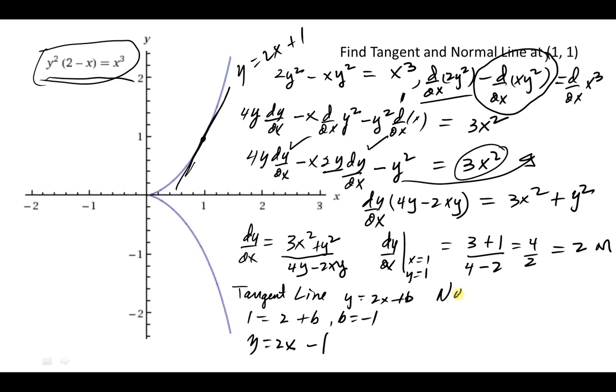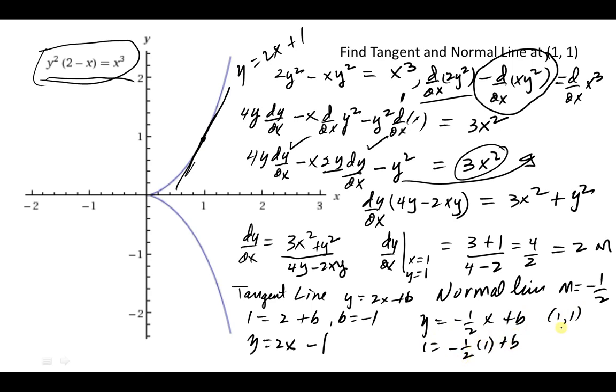And the normal line slope is minus 1/2, the negative reciprocal of the slope of the tangent line. So the normal line is y equals minus 1/2 x plus b. Plugging in 1, 1, we get 1 equals minus 1/2 times 1 plus b, which means b is equal to 3/2. So our normal line is going to look like this, and its equation is y equals minus 1/2 x plus 3/2.